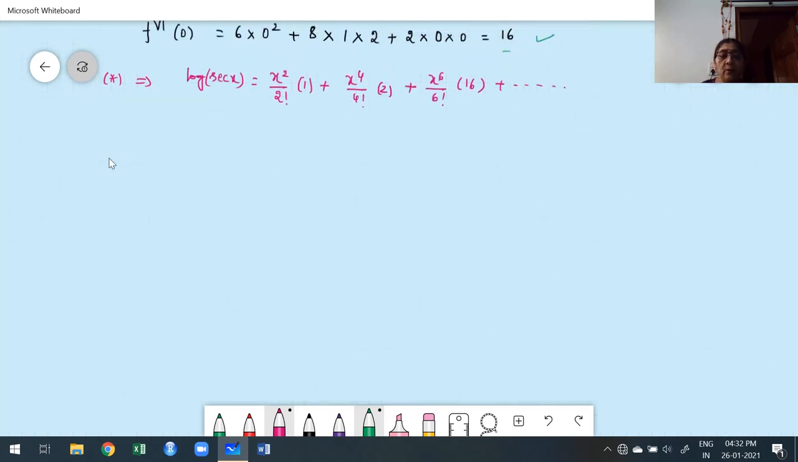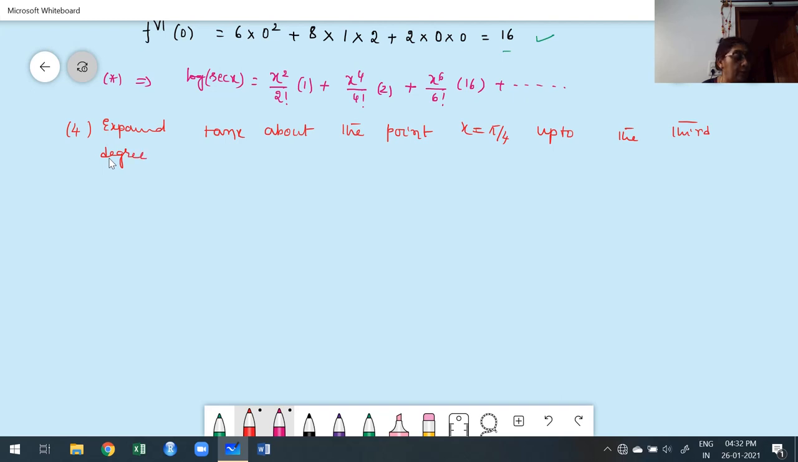Overall, today this class is based on the second problem. Okay. Fourth problem: expand tan x about the point x is equal to pi by 4, up to the third degree terms, and hence find tan of 46 degrees.